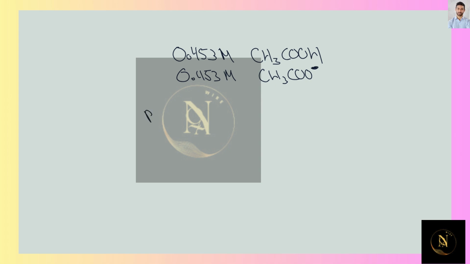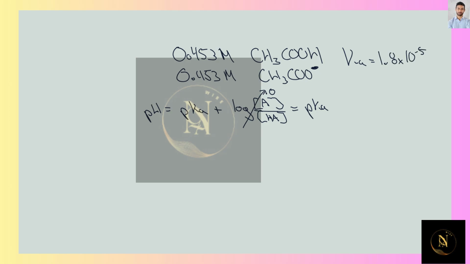So the pH for this is going to be equal to the pKa plus the logarithm of the concentrations. I'm going to simplify this as A minus and HA. But since we know that the concentrations are the same, this logarithm is equal to 0 because this is the logarithm of 1. So the pH is directly equal to the pKa. And we're told that the Ka is equal to 1.8 times 10 to the minus 5. So this pKa is equal to minus the logarithm of Ka.